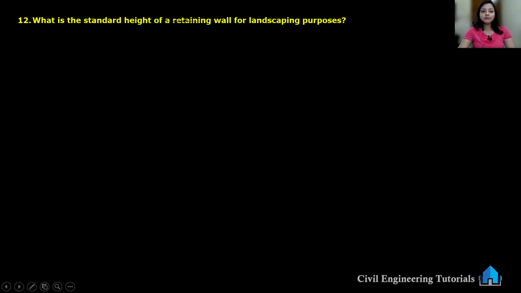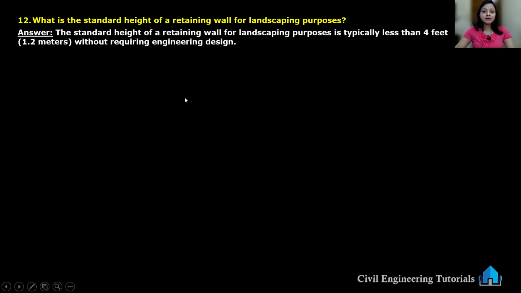So the next question, what is the standard height of a retaining wall for landscaping purposes? The standard height of a retaining wall for landscaping purposes is typically less than 4 feet. That is 1.2 meters without requiring engineering design.